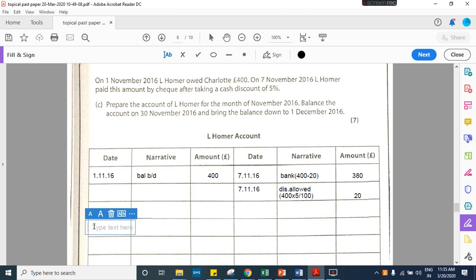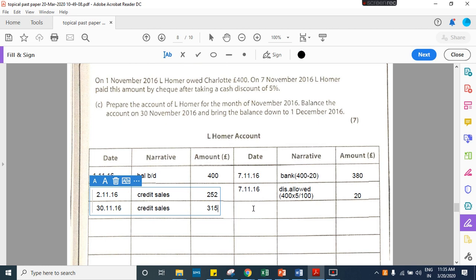So you can see as per the question, on 2/11/16, there was a credit sale. So credit sales. And what is the amount of credit sales? 252. And then again on 30th, there was another credit sale, amounted to 315. Now you're supposed to enter these two on the debit side as per the format. And then moving to the next part, there was one sales return. When did it occur? The sales return occurred on 8th. Sales returns.